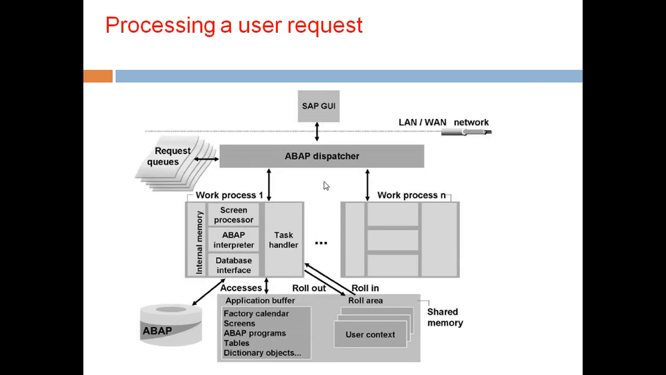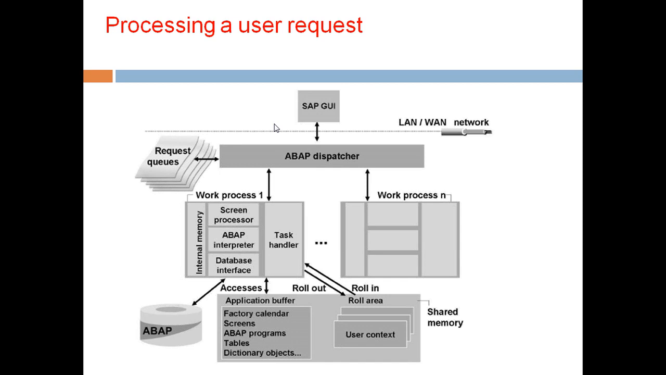Now, as we have seen the work processes, I am talking about what happens inside the work process, what the ABAP dispatcher and the task handler do. Basically, work processes execute the process logic of application programs. In addition to the internal memory, a work process has a task handler that coordinates the actions within a work process, software processes, and a database interface.